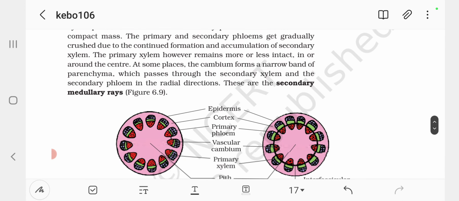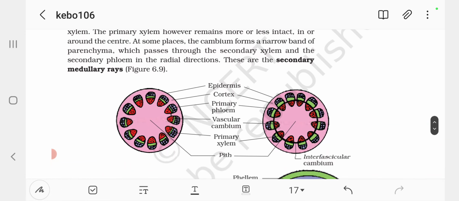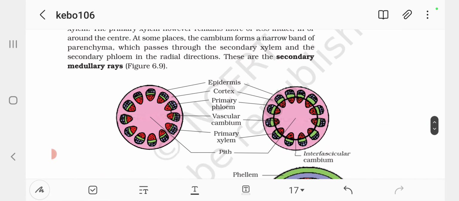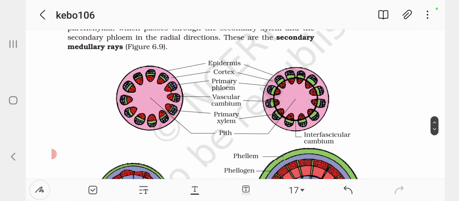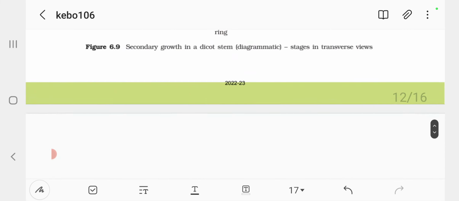As a result, the amount of secondary xylem produced is more than secondary phloem and soon forms a compact mass. The primary and secondary phloem gets gradually crushed due to continued formation and accumulation of secondary xylem. The primary xylem, however, remains more or less intact in or around the center. At some places, the cambium forms a narrow band of parenchyma, which passes through the secondary xylem and the secondary phloem in radial directions. These are the secondary medullary rays.